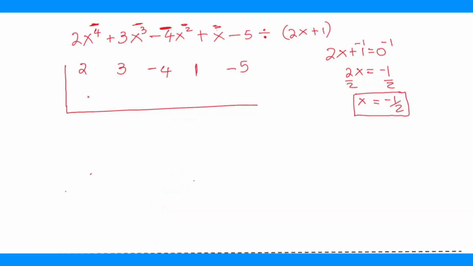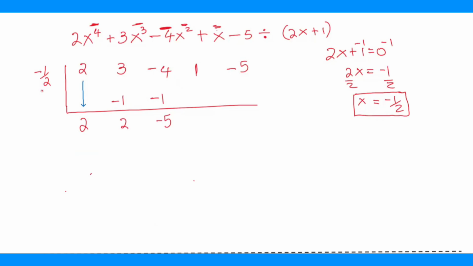Let's get into it. We have -1/2 right here. We're going to bring down our 2, and then we start the process. -1/2 times 2 gives you -1. We add 3 plus -1, and that gives us 2. Then -1/2 times 2 gives us -1. So -1 comes here, and we add -4 and -1, which gives us -5.